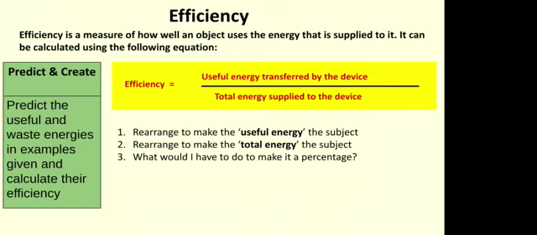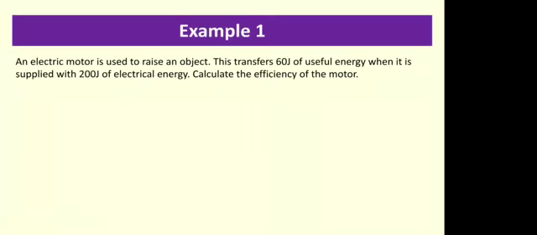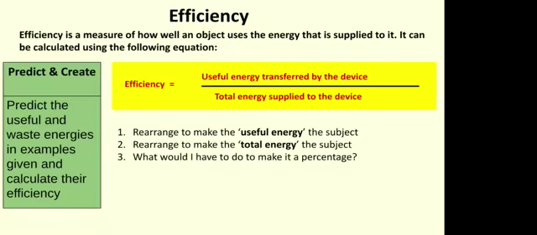I still quite like using triangles for simple equations like this, but obviously you can use the mathematical method as well. So I'm going to give some examples. I'm going to talk through the equation first because I haven't actually noted what it is. Again, efficiency equals useful energy transferred by the device divided by the total energy supplied by the device, okay? And then if you wanted that as a percentage, times it by 100.